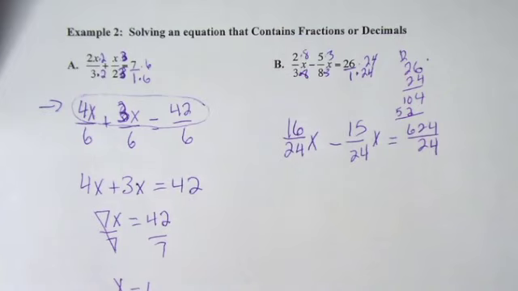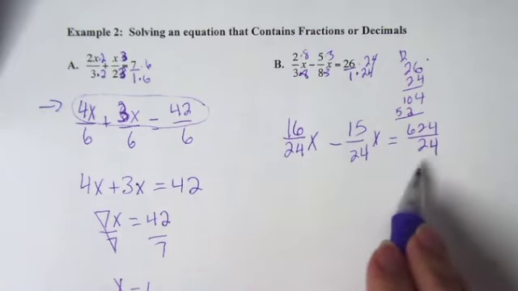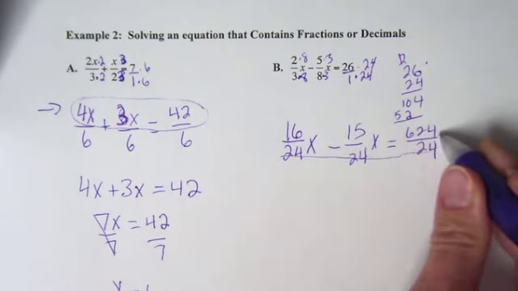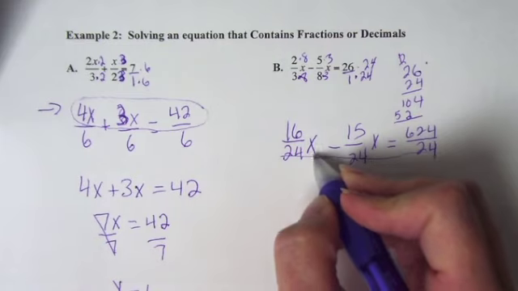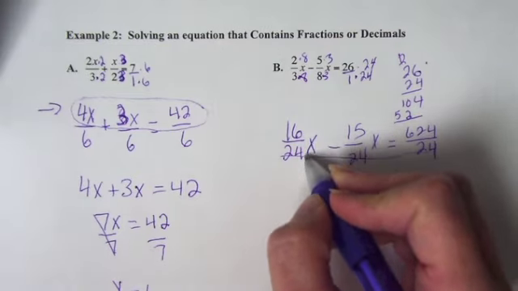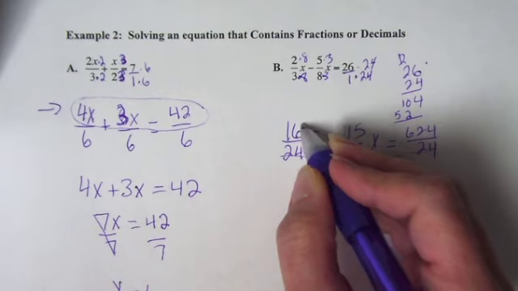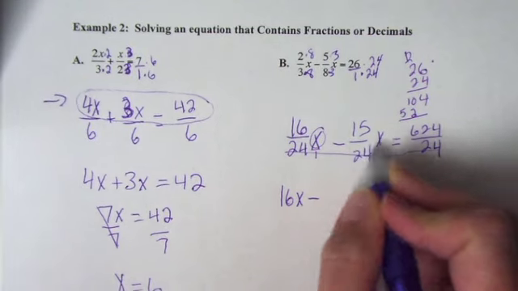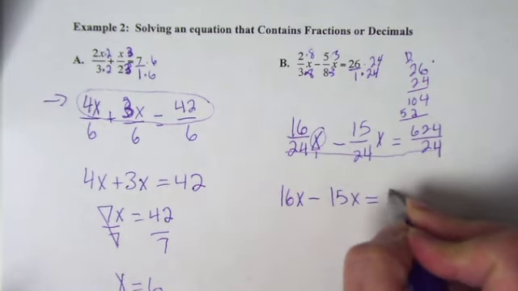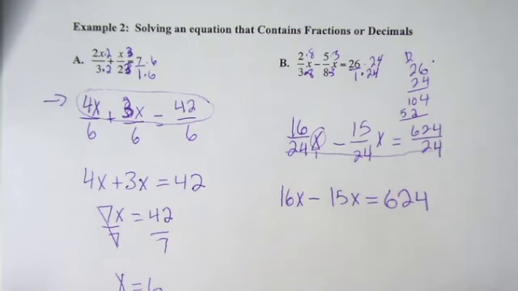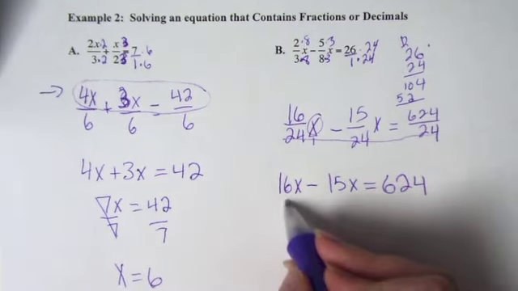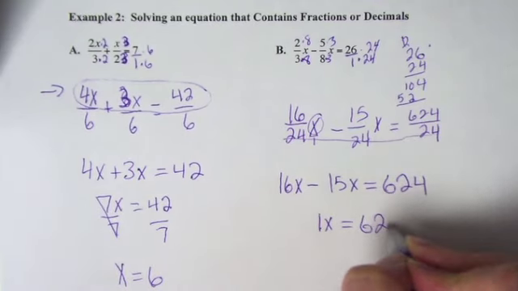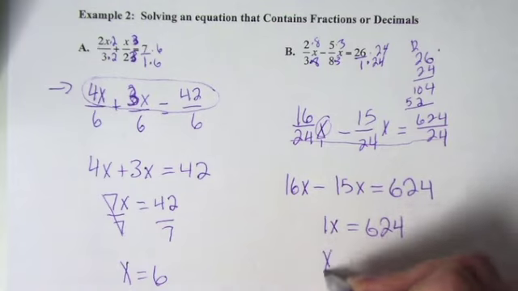All right. So again, we have our denominators all the same. They're all exactly the same. So now we can just ignore the denominators and focus just on the numerators. The x's, when they're written like this, is the same as saying x over 1. So this x is a part of the numerator along with the 16. So it's going to be 16x minus 15x is going to give you 624. All right. When we combine our like terms, 16x minus 15x just gives us 1x equals 624. So then x equals just 624.